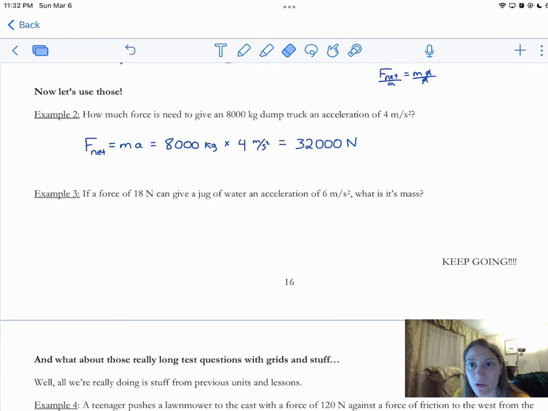And there's another video that you can watch if you want to figure out how kilograms times meters per second squared gives you a Newton.